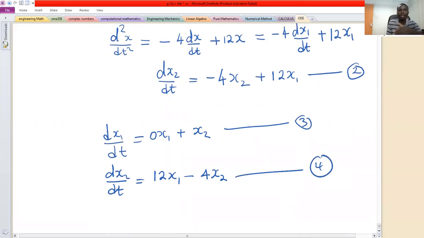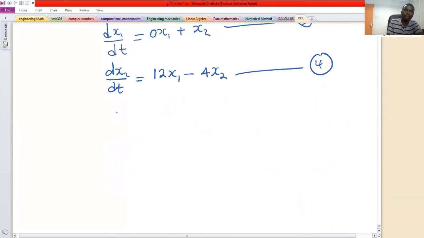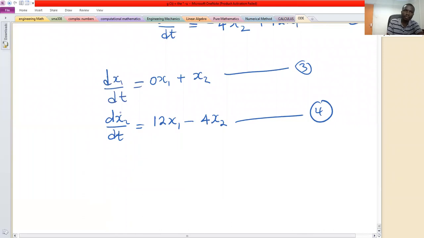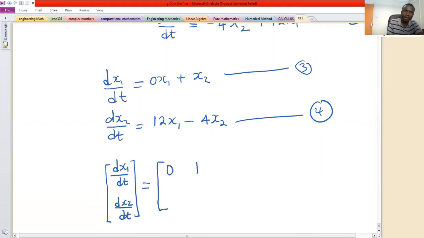Now we write this system in matrix form. We have dx1 dt, dx2 dt equals the matrix 0, 1, 12, minus 4, times x1, x2.